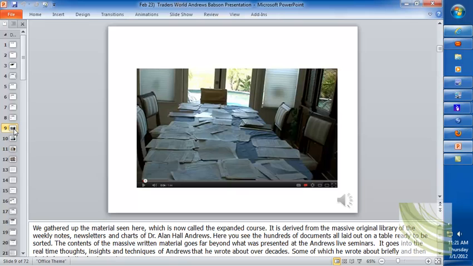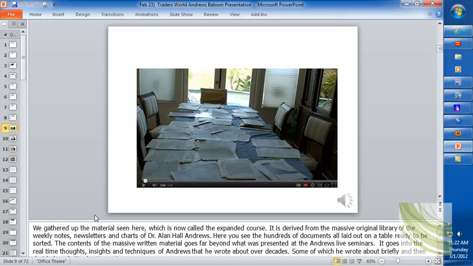So anyway, what happened was we gathered up the material seen here, and this is now called the expanded course material. It's derived from the massive original library of weekly notes, newsletters, and charts of Dr. Alan Hall Andrews. Here you see hundreds of documents all laid out on a table ready to be sorted. It was a lot of work. Let me get a drink here.